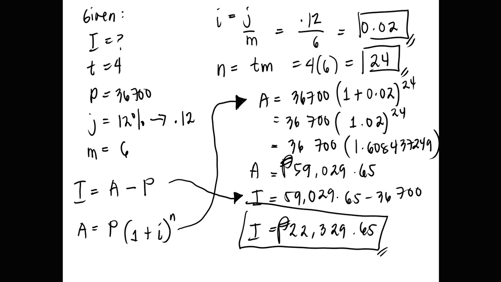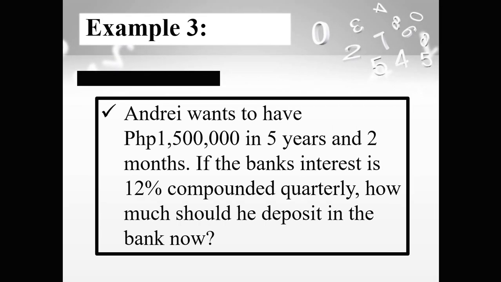Okay? Next, let's have example number 3. So, for example number 3, Andre wants to have 1,500,000 pesos in 5 years and 2 months. If the bank's interest is 12% compounded quarterly, how much should he deposit in the bank now?